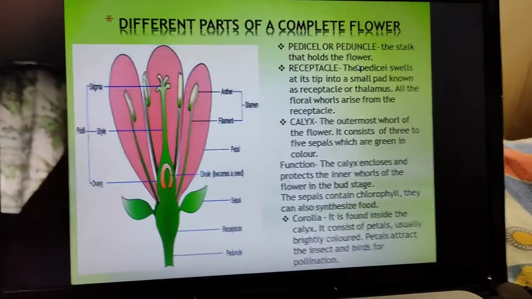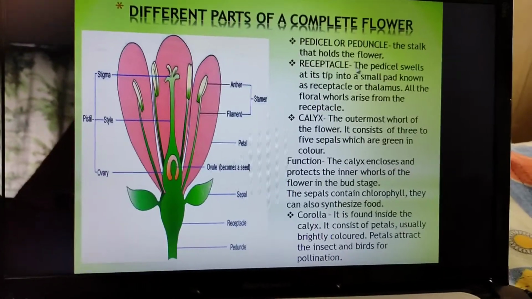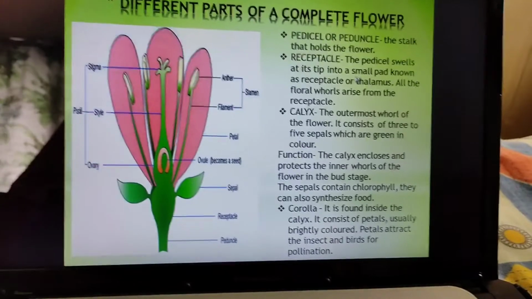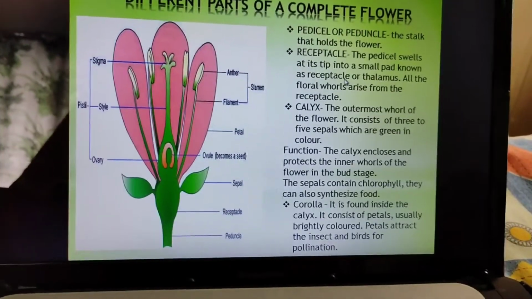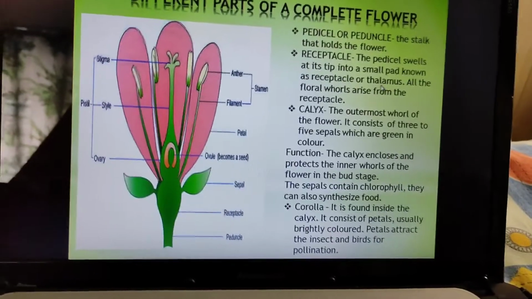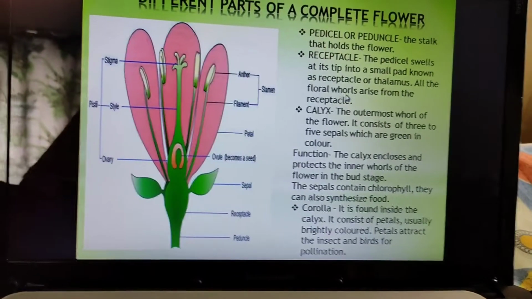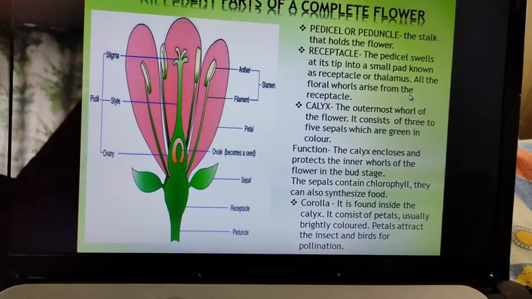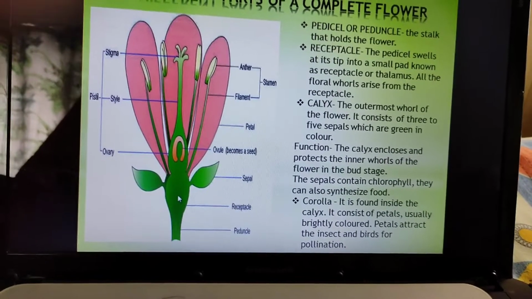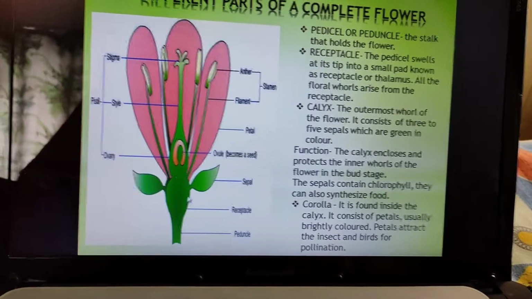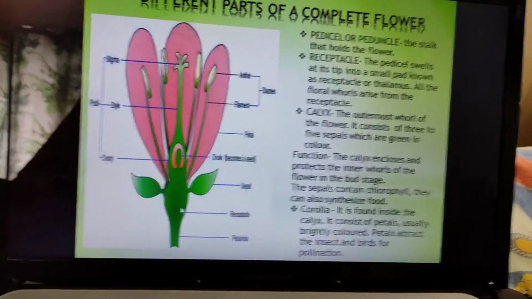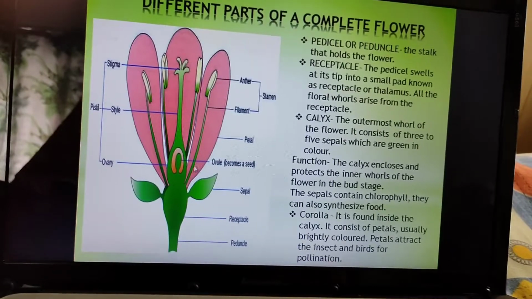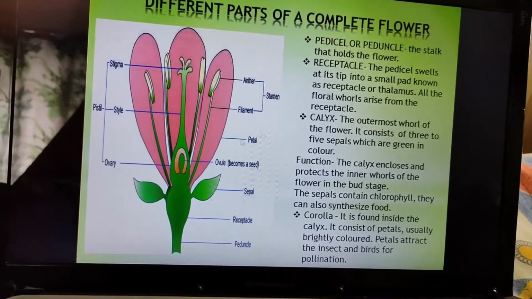Next, we know about the receptacle. The pedicel swells at its tip into a small pad known as the receptacle or thalamus. All the floral whorls arise from the receptacle. Above the peduncle, this portion is known as the receptacle or thalamus, which holds the other whorls of the flower.